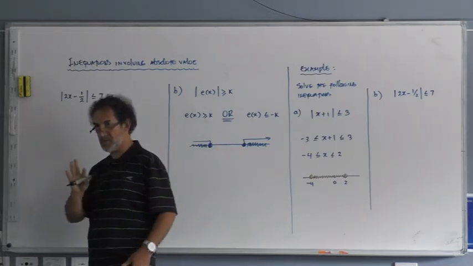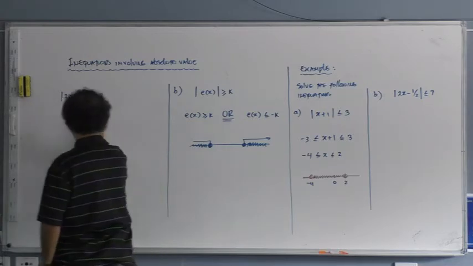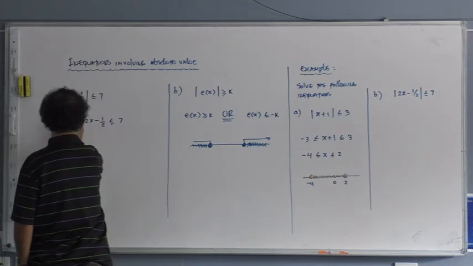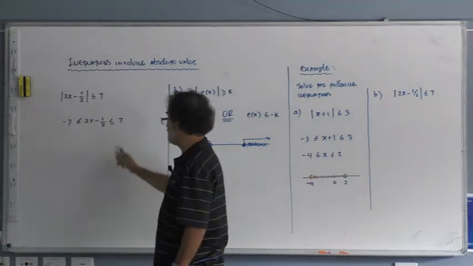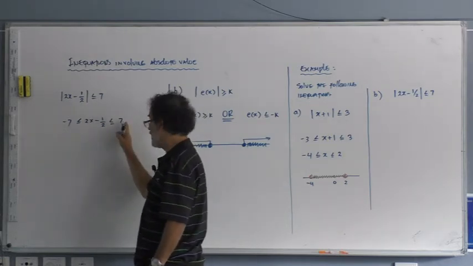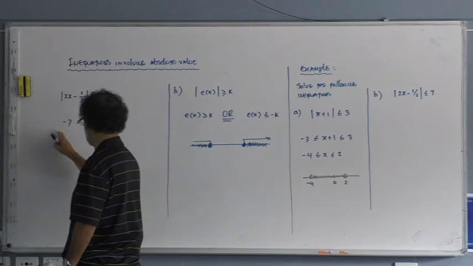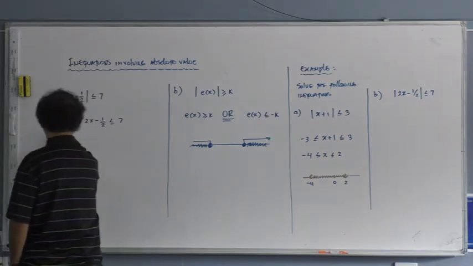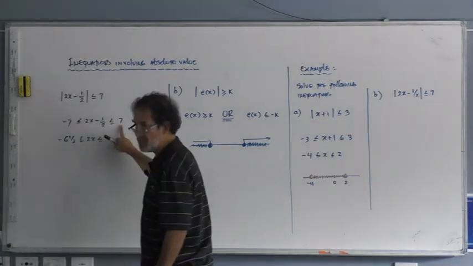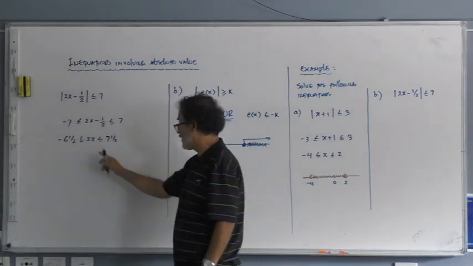I'll show you. If you want to remove the absolute value, we say that we have to put this 2x minus half between 7 and -7. And then if you want to get rid of this half, you have to add half on this side and half on that side. If you add half on this side, you're going to have -6.5 less than or equal to 2x. And then if you add in here, you're going to have 7.5. And then we're going to divide by 2.